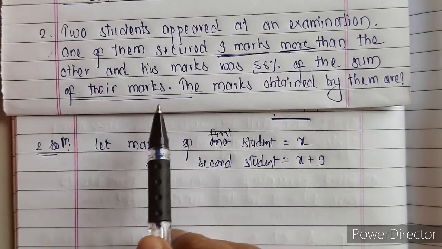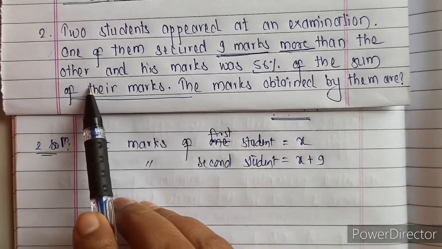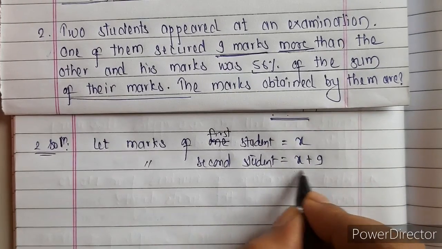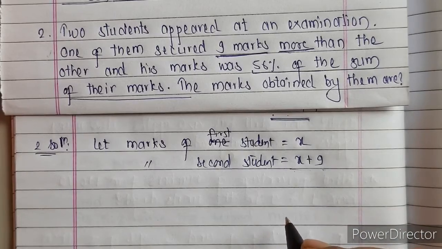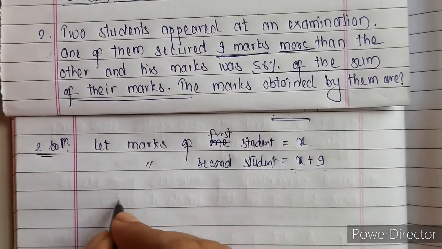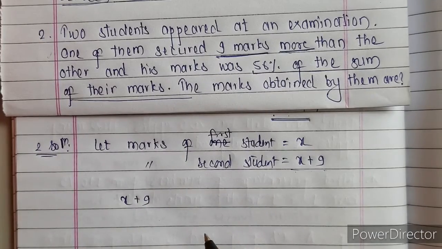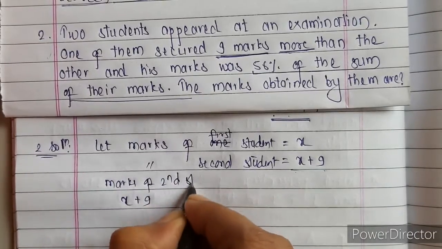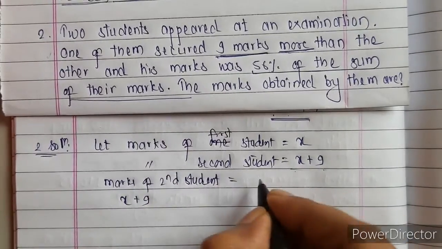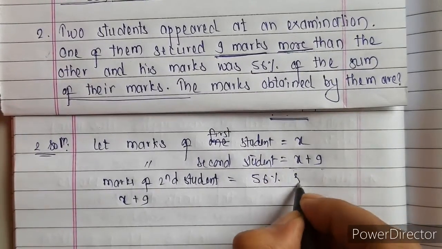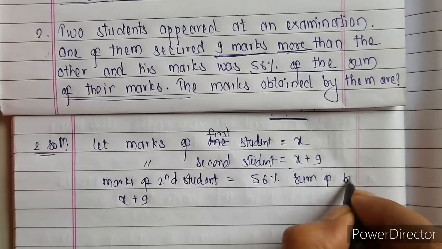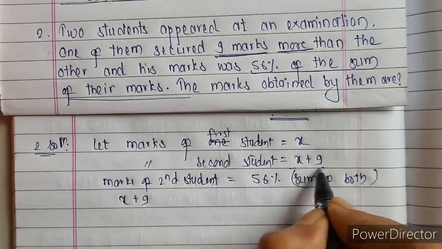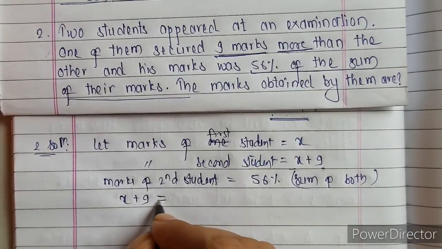What else is given? That his marks were 56% of the sum of their marks. So this student's marks are 56% of both of their marks. Okay. So x plus 9, this is the marks of the second student, let me write here, marks of second student is equal to 56% of the sum of both of their marks. So the marks of the second student are x plus 9, which is equal to 56%.